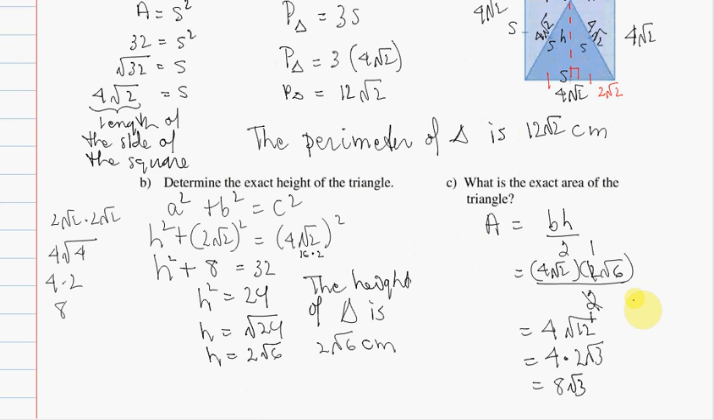Okay, so the area of our triangle is 8 root 3 centimeters squared. Okay, so we're done for today.